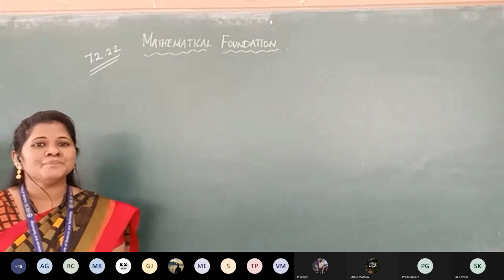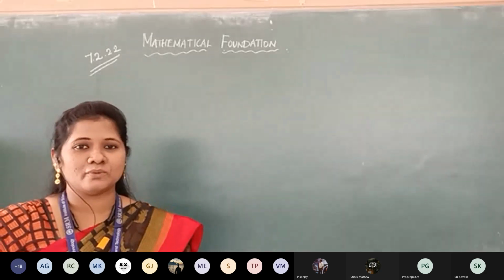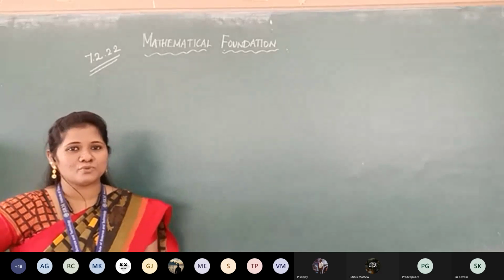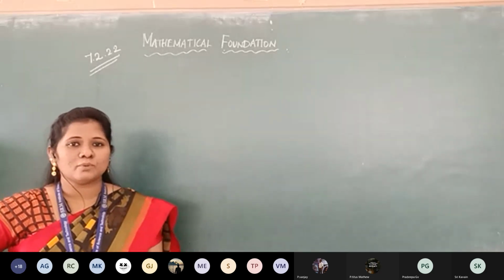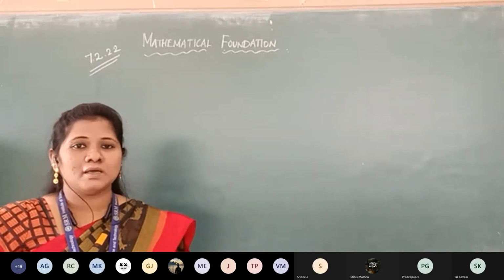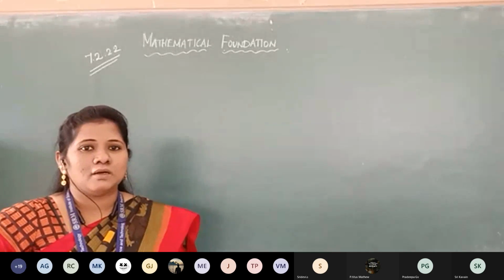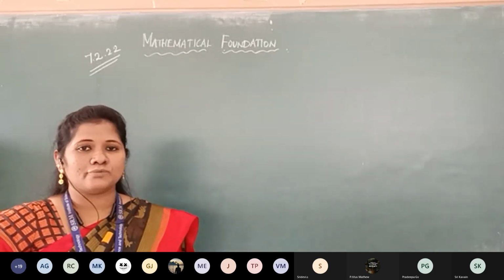Okay, so we have started with matrices. Matrices means the rectangular arrangement of rows and columns. Then you'll have to know your diagonal matrix, scalar matrix, identity matrix, then your row matrix, column matrix. All the matrix types you'll have to know.